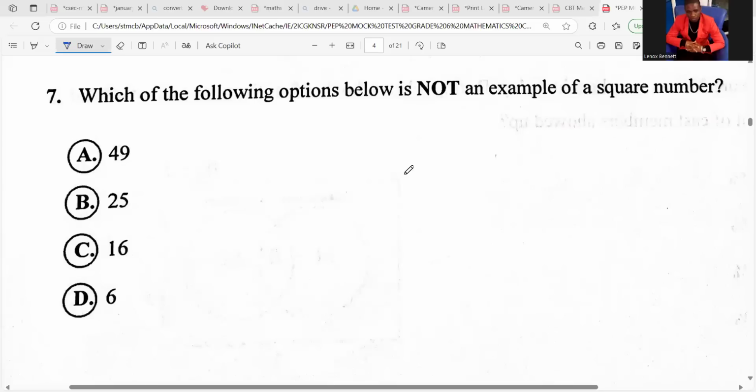I think this is Ajani. Go ahead, Ajani. Sir, my answer is D. How I got this answer is that for A, 49, you can do 7 times 7. For B, 25, you can do 5 times 5. And for C, 16, you can do 4 times 4. But you cannot do any number with 6.